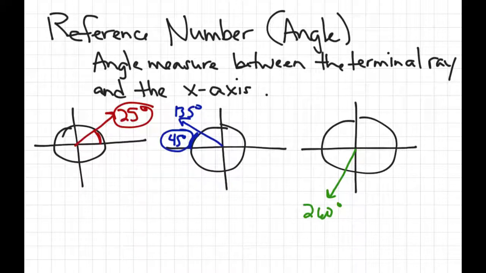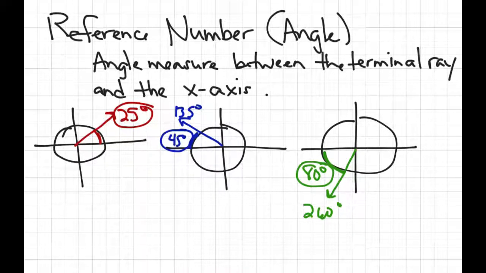The reference angle, or reference number, is the number of degrees or radians between it and the x-axis. Well, again, over here the x-axis is at 180 degrees. So the difference between 180 and 260 is 80 degrees. That would be the reference angle.